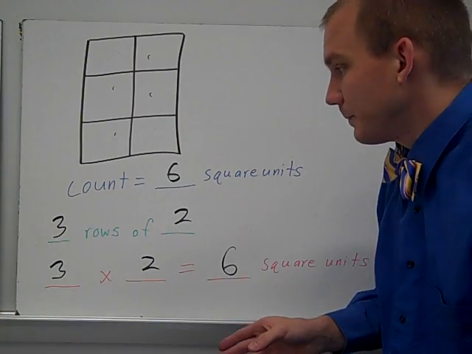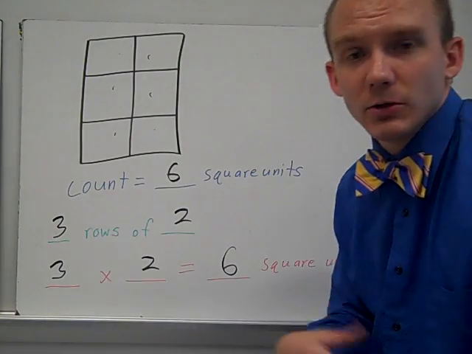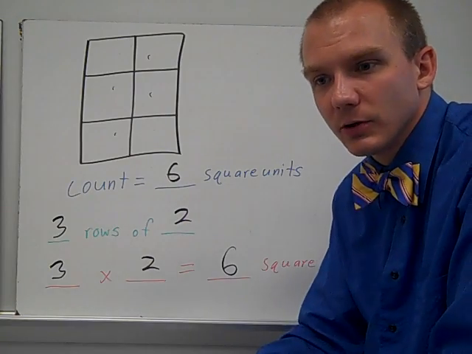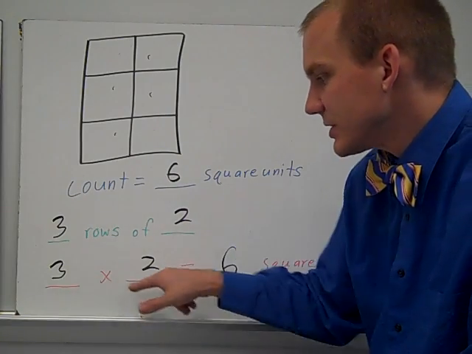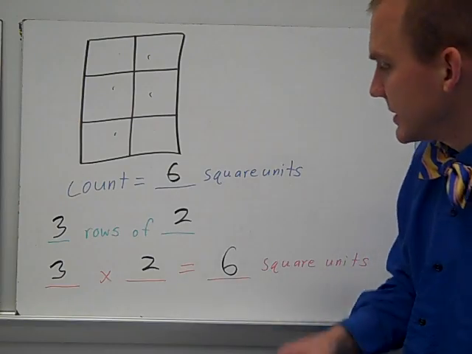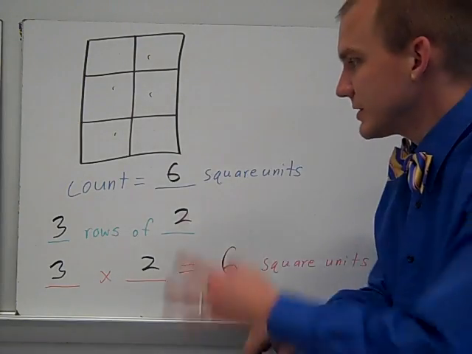You get the point here that really, with a small rectangle, yeah, sure, you can count them. But when these rectangles get bigger and bigger, it's much faster just to multiply. 3 times 2 is 6. My area is 6 square units for this rectangle.